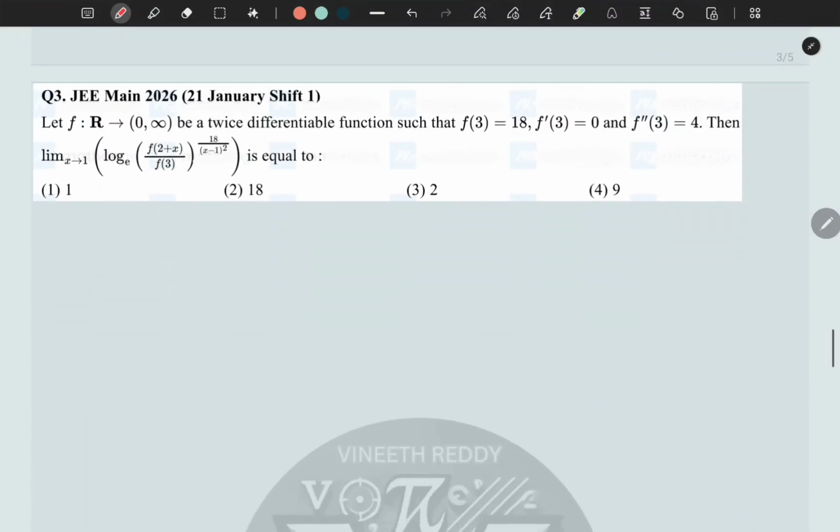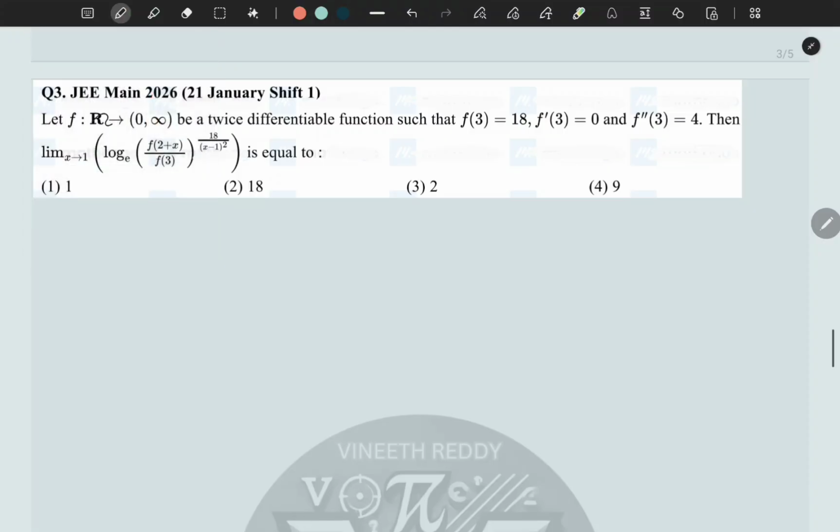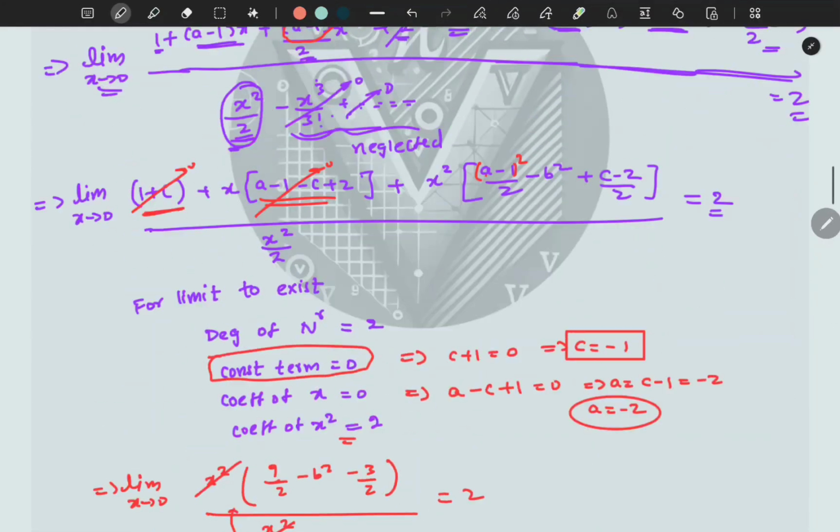So the next question says, f maps from all real numbers to (0, infinity), positive real numbers, be a twice differentiable function. So this may be useful information. Let us see. Such that f of 3 is 18, f dash of 3 is 0, f double dash of 3 is 4, then limit x approaches 1 of log of (f of (2 plus x) by f of 3) whole power 18 by (x minus 1) whole square, the base.